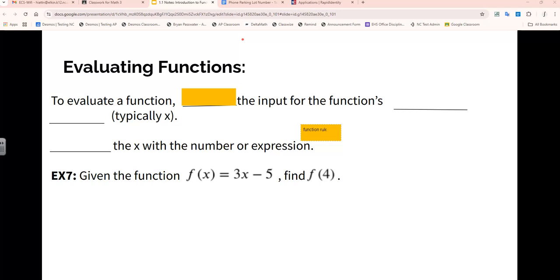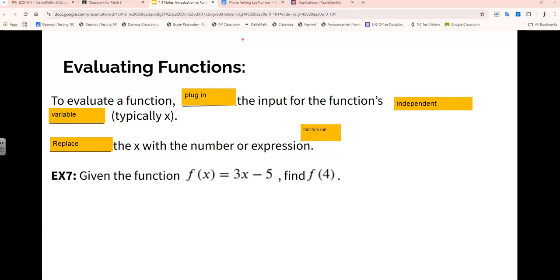We are going to plug in the input for the function's independent variable. And to do that, we will replace the x with the number or the expression. Typically, you're going to see x's, like I said. Sometimes they use different letters. So this is something that you did back in Math 1, right? We are still expected to be able to know it today.